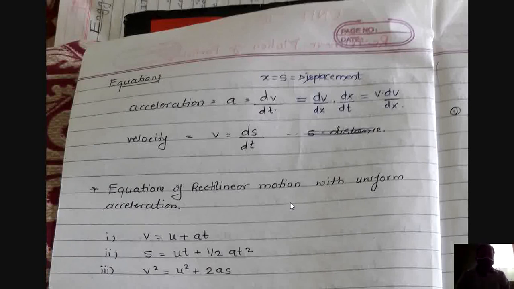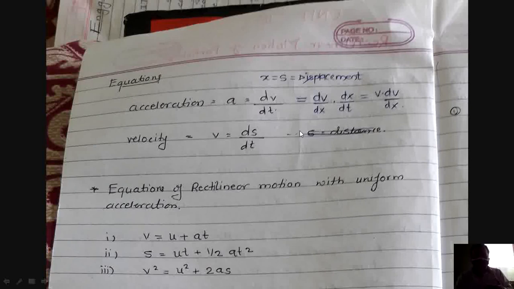So as you know, acceleration is equal to the rate of change of velocity with respect to time, that is dv by dt, which we write as dv by dx into dx by dt. So the dx by dt is the velocity.